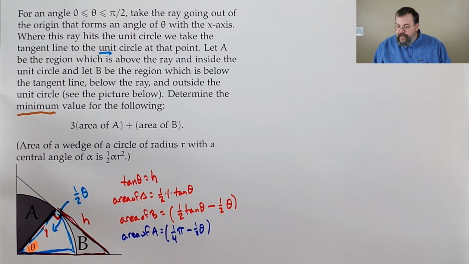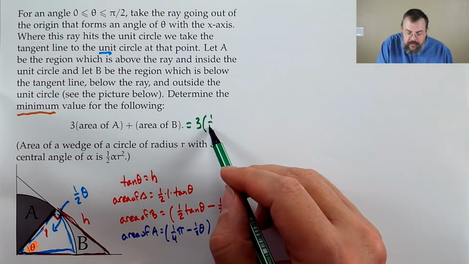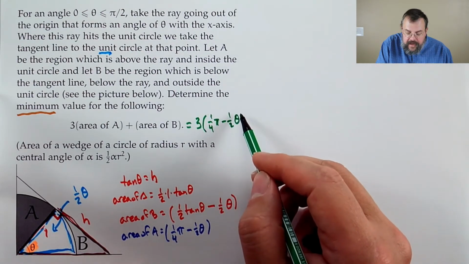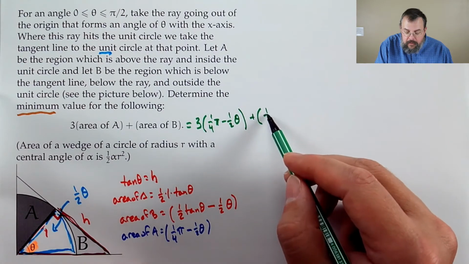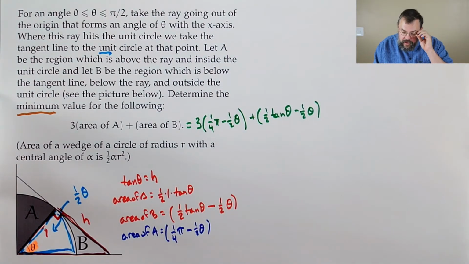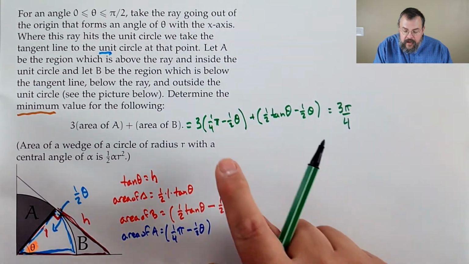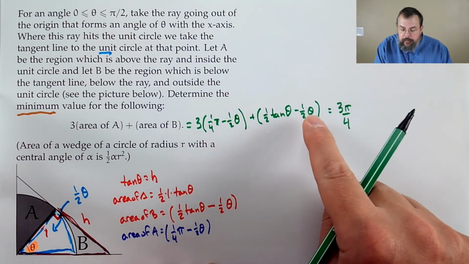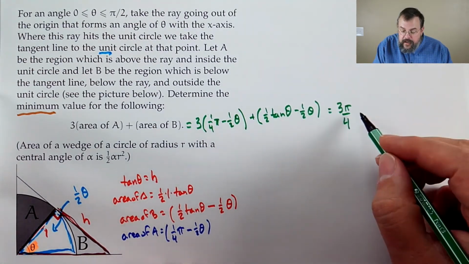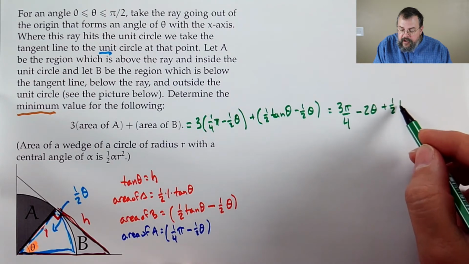So we put it all together, and now we have a single variable function that we can actually do something with. We like to get to that stage. So this is equal to 3 times (1/4 pi minus 1/2 theta), plus 1/2 tangent theta minus 1/2 theta. We just have to work our way through here. We have the 3 pi over 4, which is just going to be fixed for now. Doesn't change. Here we have minus 3/2 theta minus 1/2 theta, so that's minus 4/2 theta, which is minus 2 theta. And then we have plus 1/2 tangent of theta.